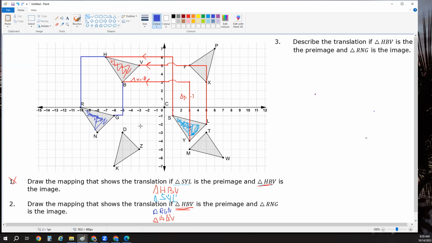Okay, and then we have V to N to be mapped. And you can go down and over, or over and down. I'm going to go over and down, over and down. Over and down. So that's the mapping there.